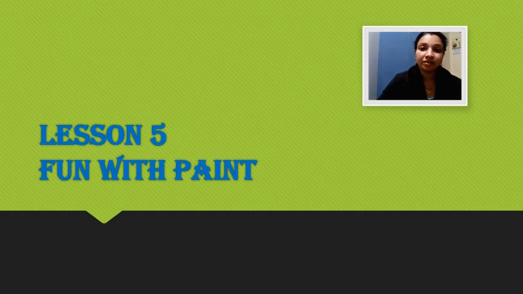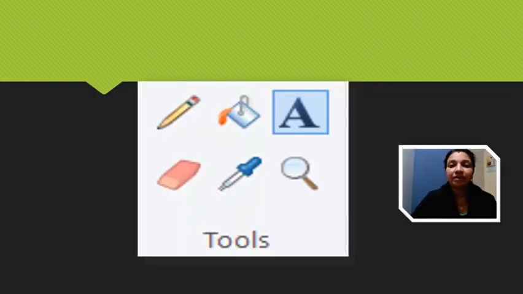Today, again, we are going to continue the same lesson, lesson 5, Fun with Paint. In the last section, we discussed the different tools present in the tools group. There are 6 tools in the tools group. They are the pencil tool, fill with color tool, text tool, eraser tool, color picker and magnifier. We also discussed the use of different tools. I hope you remember the use of the different tools present in the tools group.